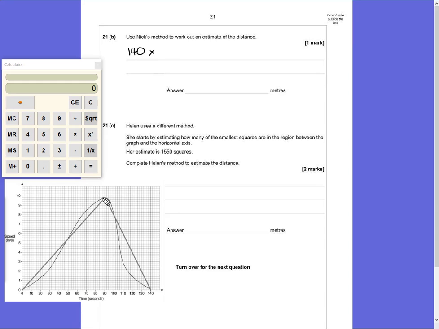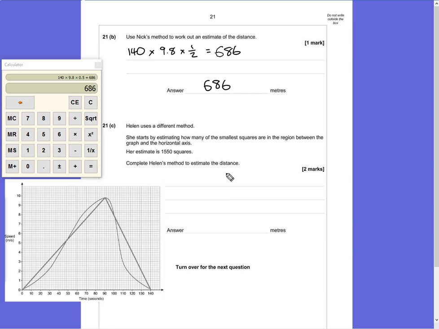And we know from the coordinates we were given, this top point here should be about 9.8. If we multiply this by a half, what we end up with is his estimate of the area of the triangle, which is 686. So Nick estimates that the area travelled is 686 metres.